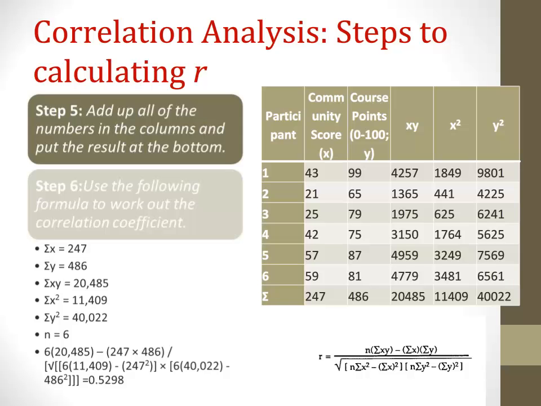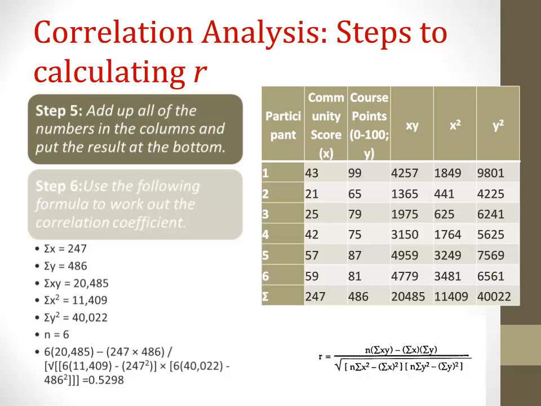the correlation coefficient. So here you can see the formula that we're using, R equals, and if we plug in all the numbers here at the bottom, you'll see that once we calculate them all, we have a correlation coefficient of 0.5298 or 52.98%. So this means that the variables of community and course points have a moderate positive correlation. And we're going to talk about how I just used this value to make the evaluation that we have a moderate positive correlation.